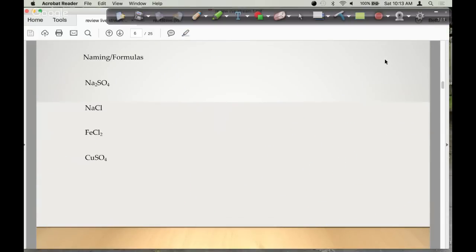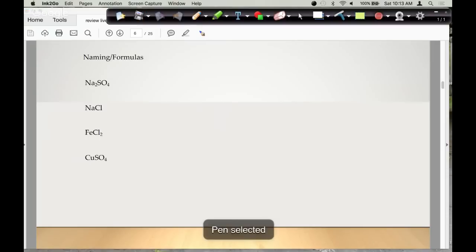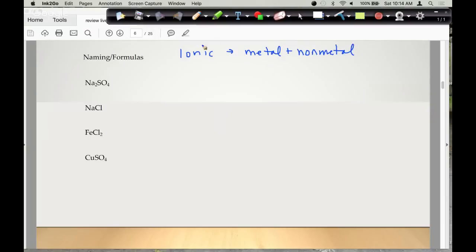So the next concept I was asked to go over would be the naming and the formulas. So here I have a couple of formulas that are all ionic. I can tell that they're ionic because it's either a metal with a nonmetal, or I can tell that something is ionic because it's a metal plus something from table E, or something from table E plus a nonmetal, or, too many ors here, two things from table E together.